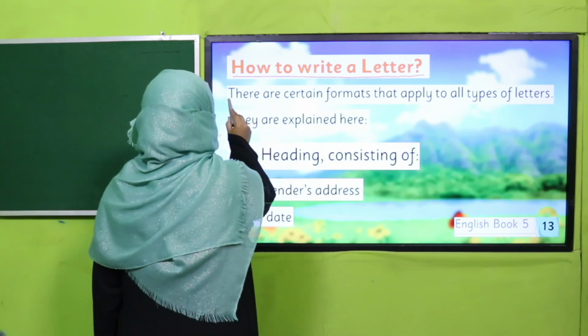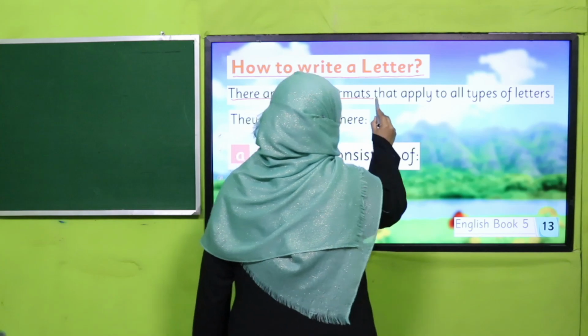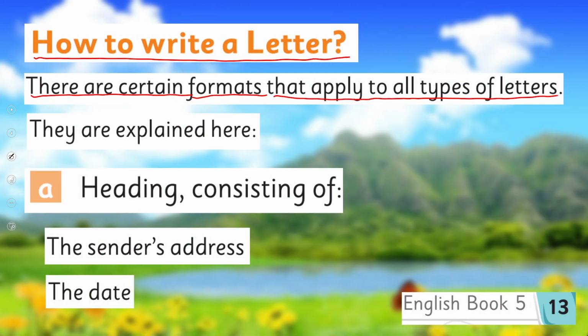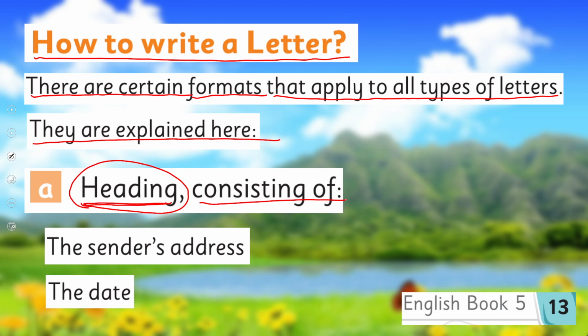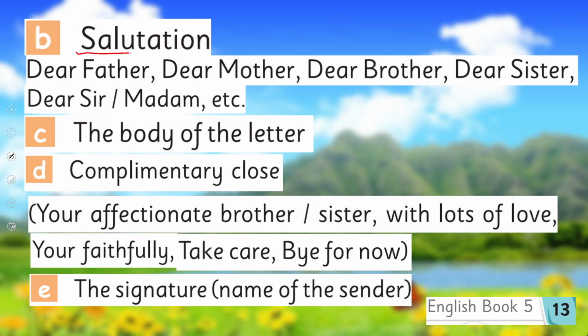All right, so there are certain formats that apply to all types of letters. They are explained here. First is called heading. The first part of the letter is called heading, and a heading consists of the sender address. The person who is writing the letter, he or she will write his or her address, and underneath the address you will write date. And these 2 points together are called heading of the letter.